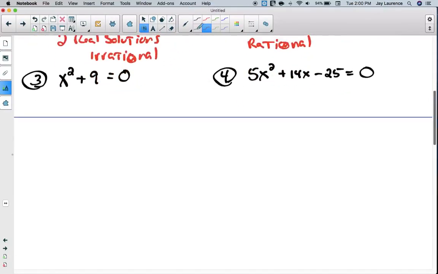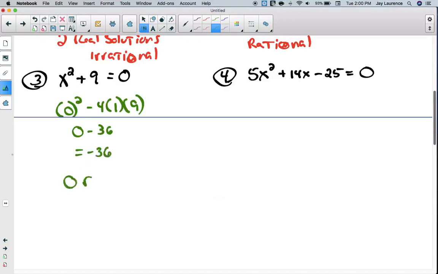All right, number 3. Some of you might recognize that as being prime, and it is prime. But let's check out b squared minus 4ac. So b would be 0, right? Minus 4ac. And so I'm going to get 0 minus 36, which equals negative 36, which means there are 0 real solutions. So this one can't be solved because the discriminant ended up being less than 0.